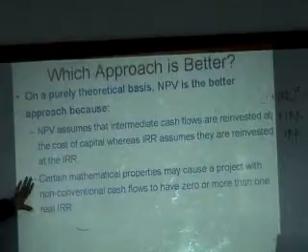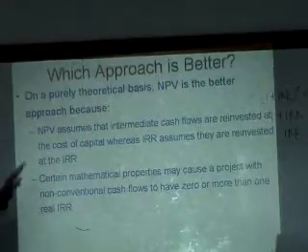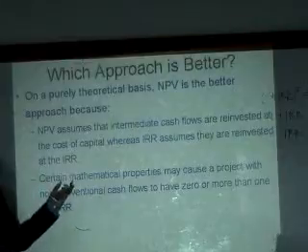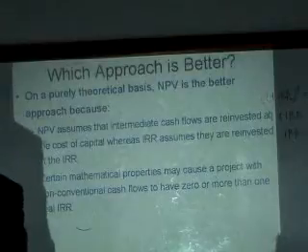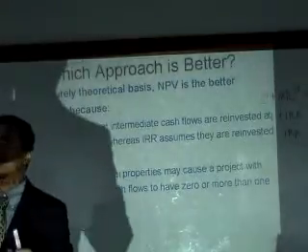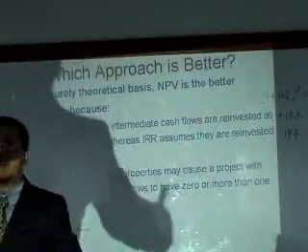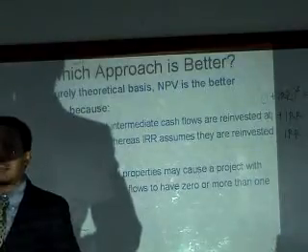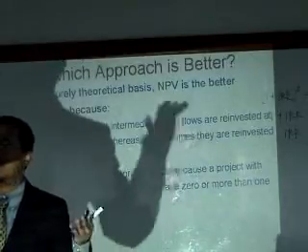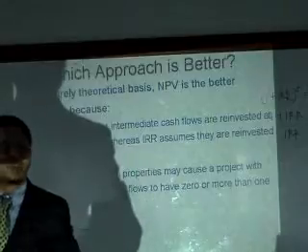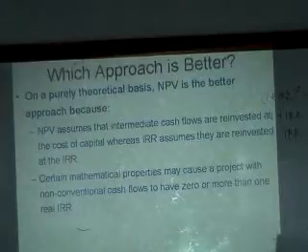And then certain mathematical properties may cause a project with a non-conventional cash flow to have no IRR or more than one IRR. Sometimes, for example, a certain project does not have one initial investment, one cash outflow. It has 2 or 3 cash outflows. First year it has a cash outflow, and then maybe 3 years after that, another cash outflow, and then 5 years after that, another cash outflow. So it's difficult for you to find the internal rate of return. So that's why NPV is better in terms of theory.